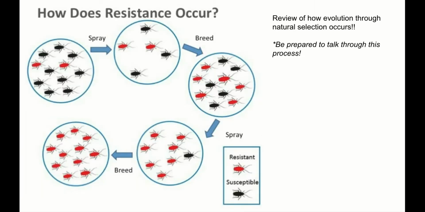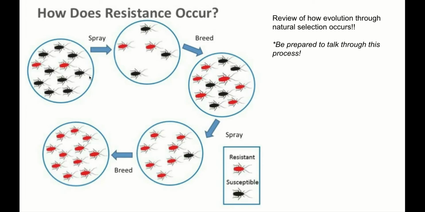So here's what I mean by pests evolving resistance. This is a little review of how evolution through natural selection occurs. You should be prepared to talk through this process. So even though you see a bunch of pictures on the screen, you might want to write out this process in words or in pictures, something that you can use in the future.